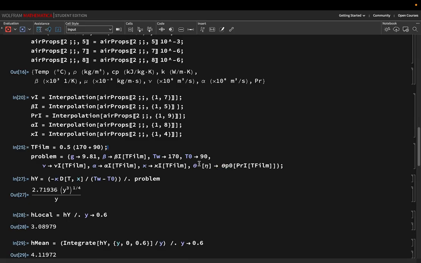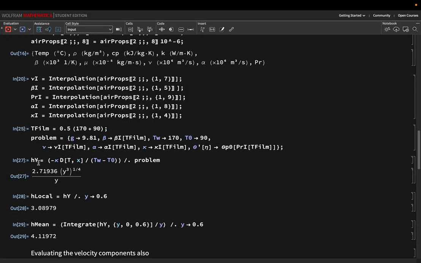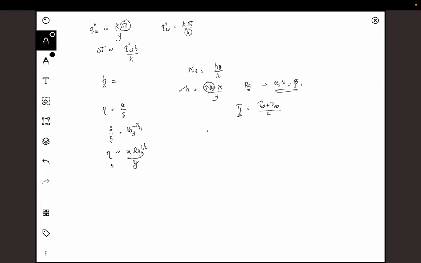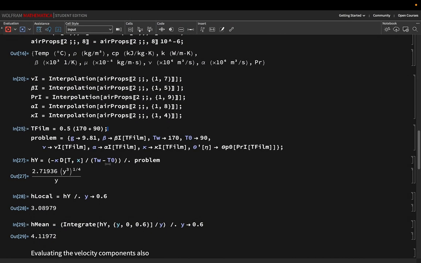And the most important thing that we need is the heat transfer coefficient. The way we define the heat transfer coefficient is minus K del T del X divided by TW minus T infinity. That's how we have defined it. So if you recollect, QW prime is H times TW minus T infinity, which is minus K del T del X. Once you substitute X equal to 0, from this you can get H. This is exactly what I have written there. So once you substitute all these values, H is given as a function of Y.